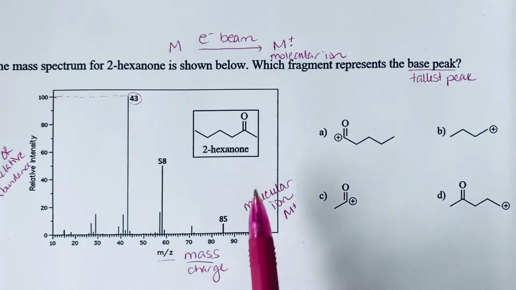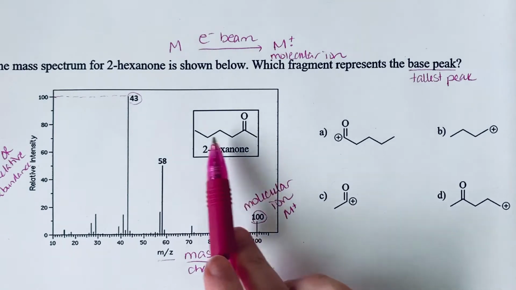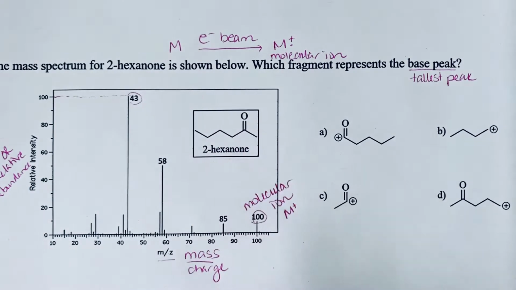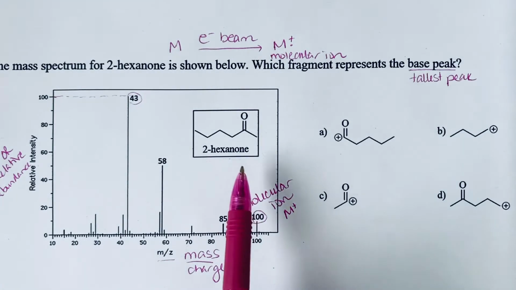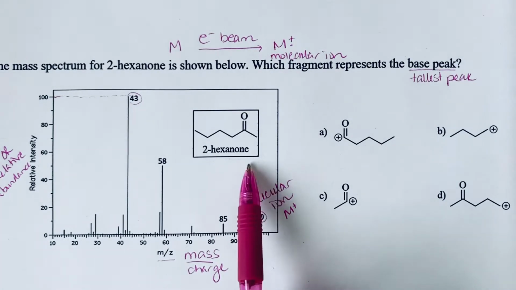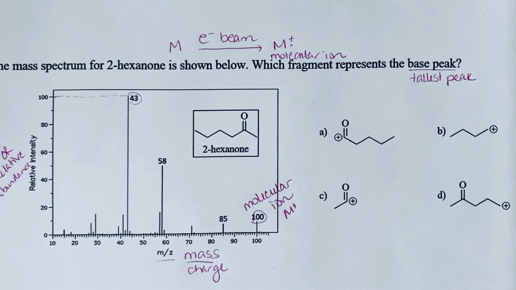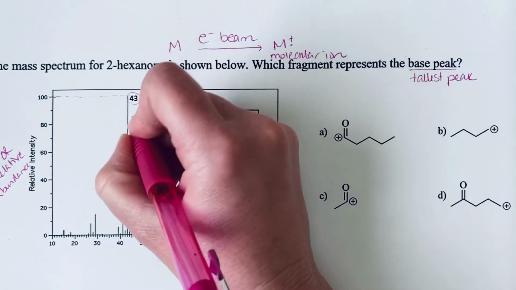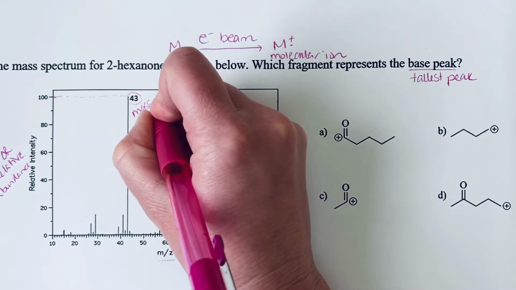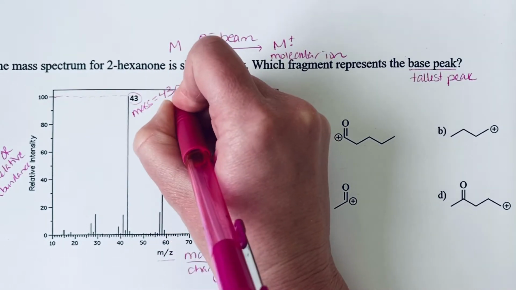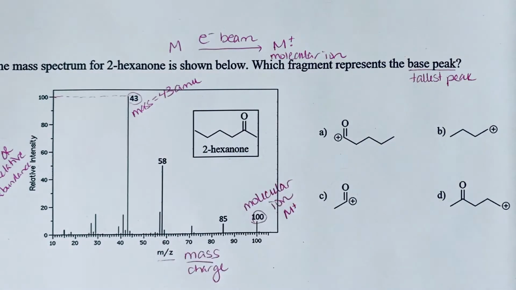And if you were to add up the mass of 2-hexanone, so count up all the carbons and hydrogens and oxygens and tally up the molecular mass, you'd find out that it weighs 100. And so these numbers correspond to the weight of the ion, okay? So all of these values are the weight of the ion. So our base peak has a mass equal to 43 atomic mass units, okay?